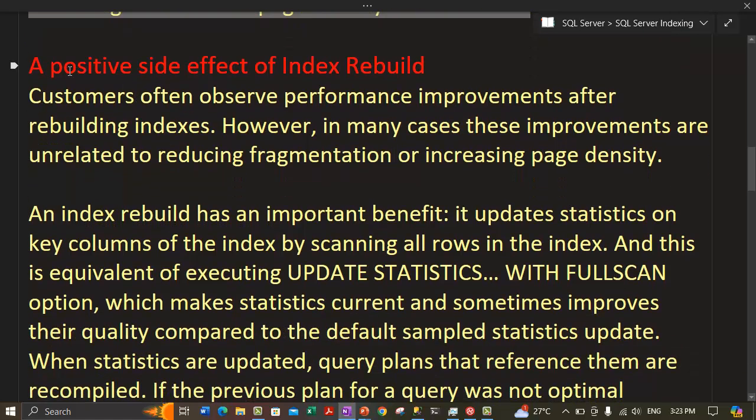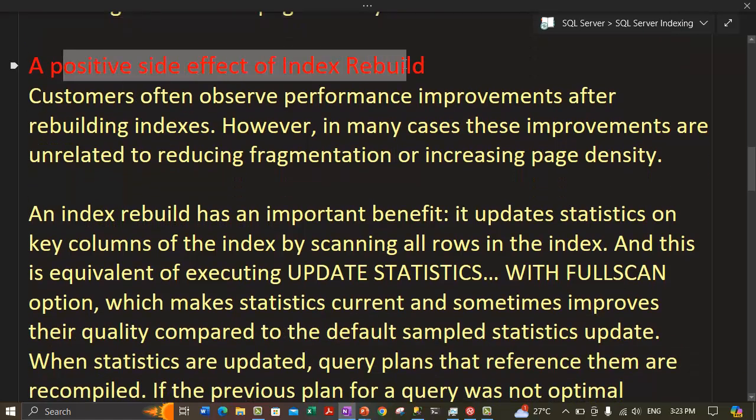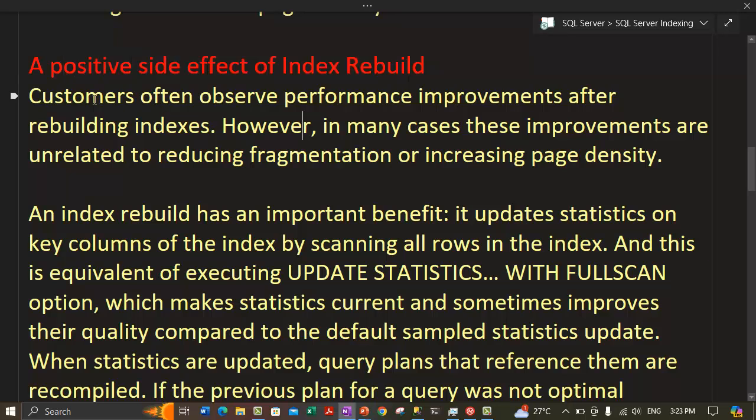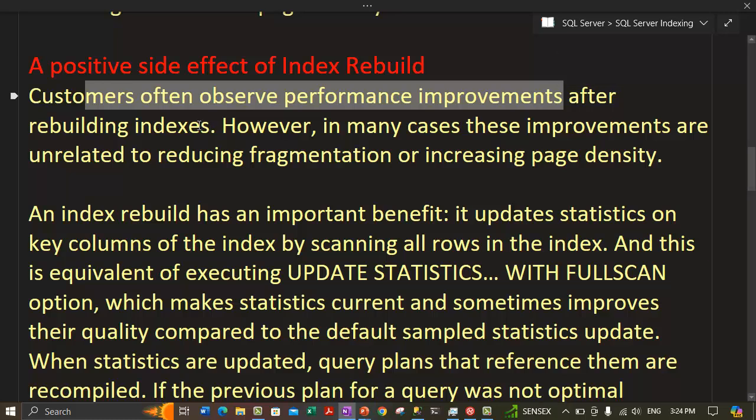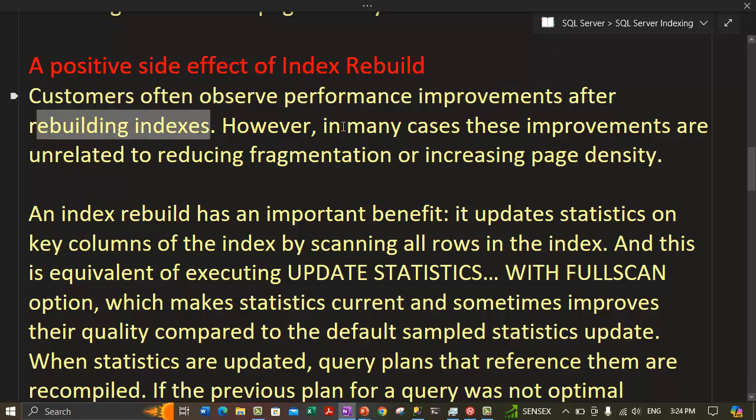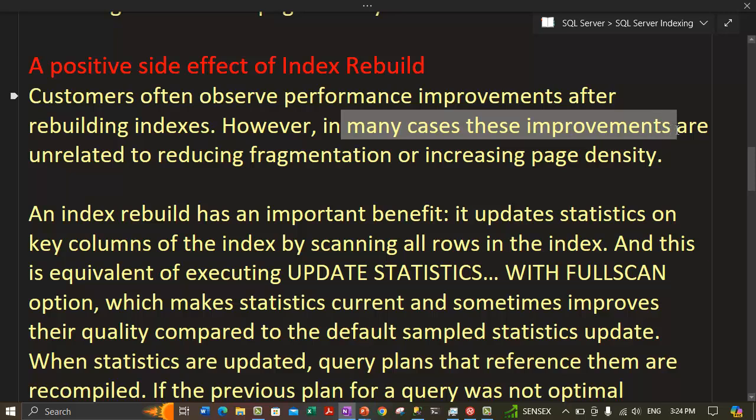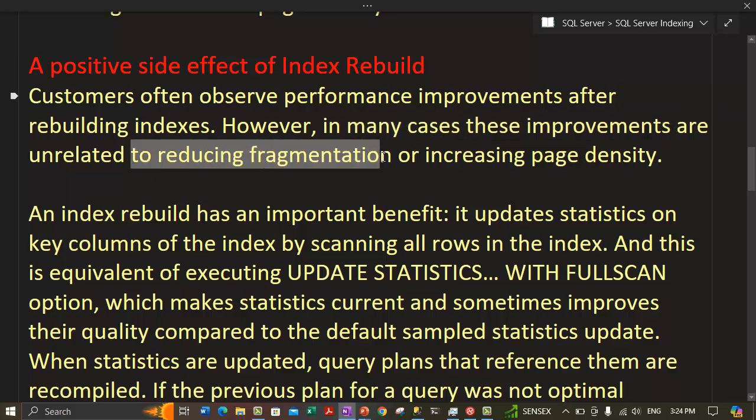Now let's talk about one of the positive side effects of the index rebuild operation. Customers often observe performance improvements after they rebuild the indexes. However, in many cases, these improvements are unrelated to reducing the fragmentation or increasing the page density. We are aware that the index rebuild process reduces the fragmentation and increases the page density in the background, right?